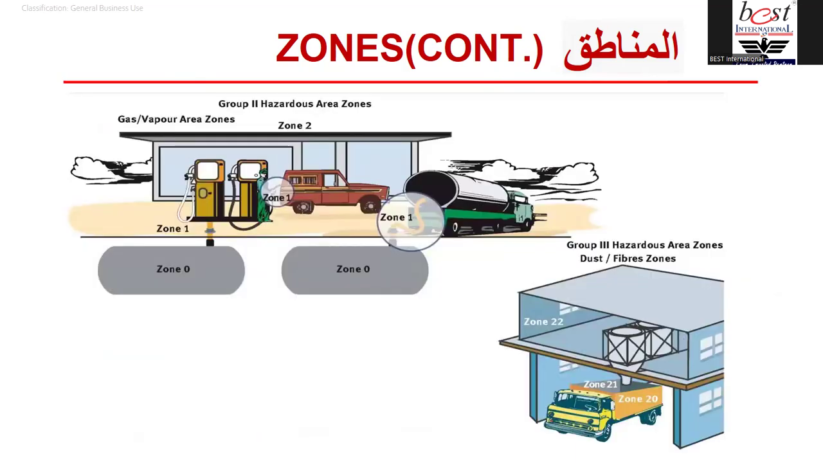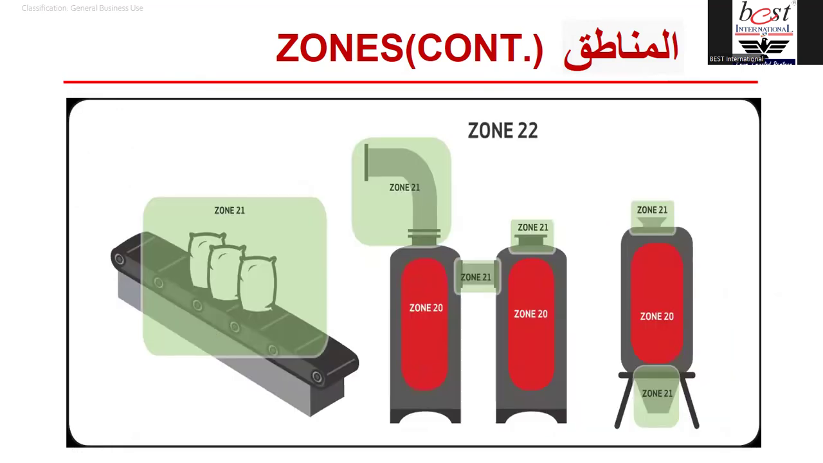See one more example, especially for the group 2 hazardous area zone, like gas vapors area zone. Then we have zone 0, then we have zone 1. And if it's combustible fibers or dust, then zone 20, zone 21, zone 22. So guys, I hope you have understood why the zone numbers are important.